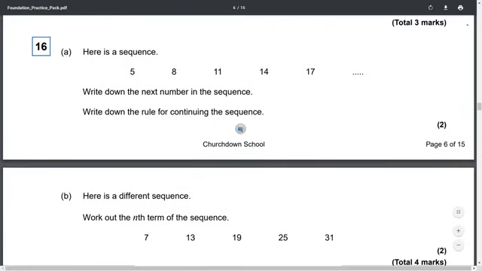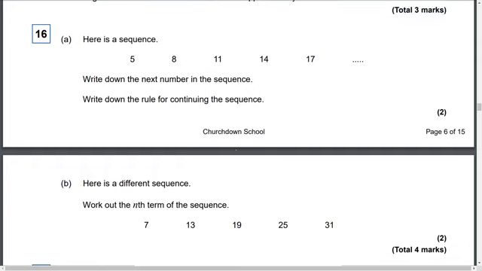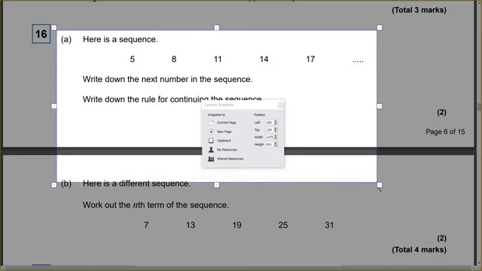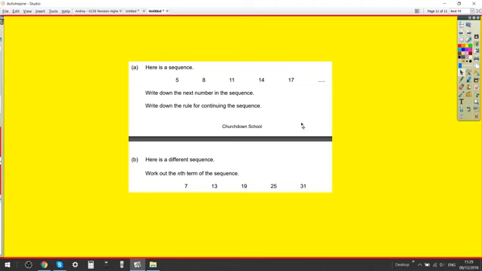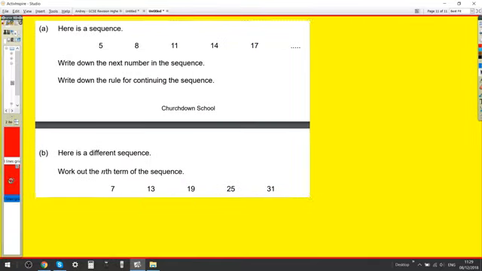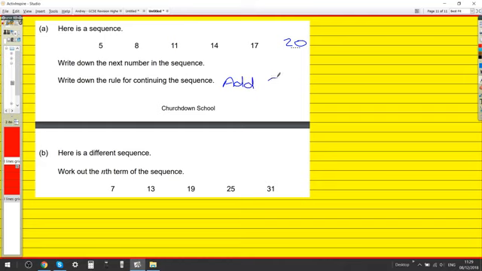Okay. How about this one? 16. Yeah. So the next one would be 20. Yeah. The rule: add 3 every time. Yeah. And the bottom one. Is it every number you move on, you add 1 to the sequence? So the first from 7 to, hold on. No, sorry, it's always adding 6.